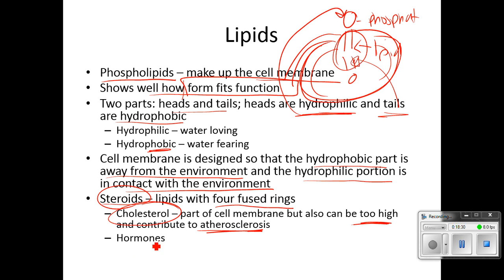So steroids are lipids. And then hormones are actually lipids, and this is where a lot of people don't realize that they are lipids. Hormones like estrogen and testosterone and all those that we secrete, there's obviously more than those, growth hormones. Anything that is a hormone in your body is in fact a lipid or a steroid.